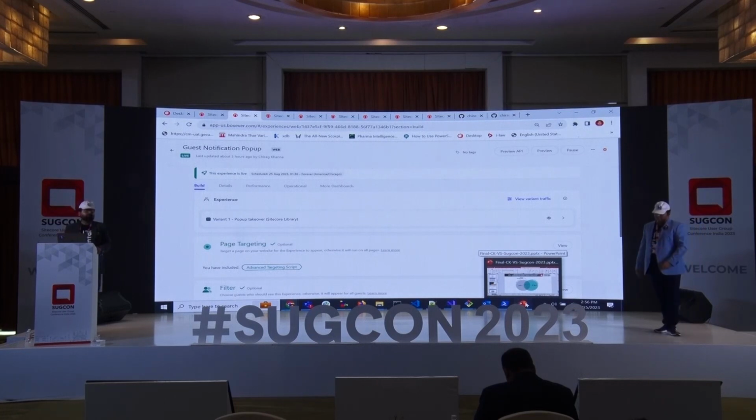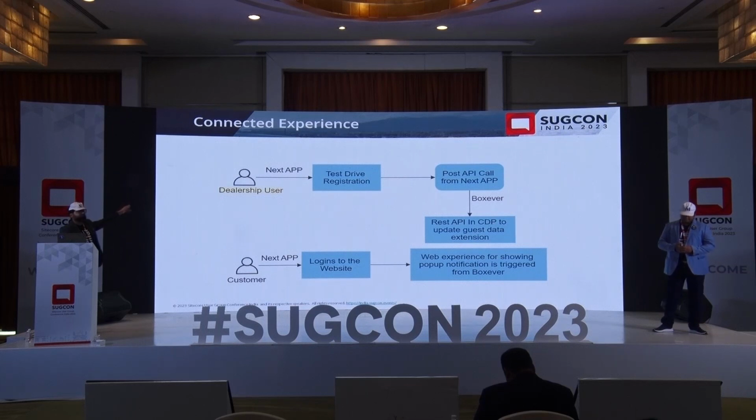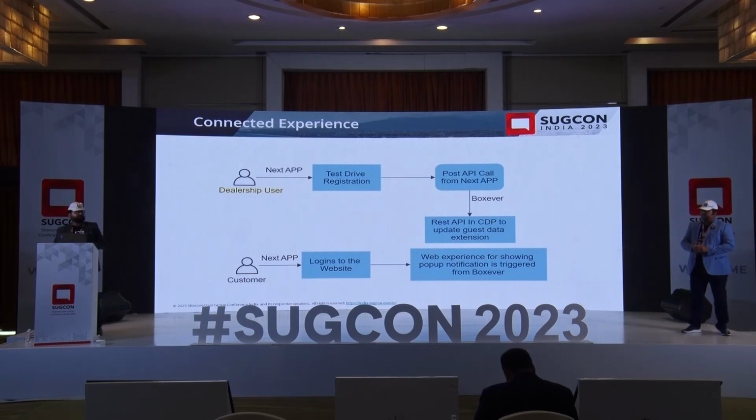Can you just go to the slide? Yeah, so here we have two types of users. One is the dealership user, one is the customer. The dealership user uses our Next app to do test drive registration. In this, we made a POST API call from the Next app. One most important thing: whenever you are updating the guest contact data, you need to depend on the server side. You cannot do it from the client side. Any property you want to update for a guest, you need to use server-side code. So for that, we have called from the Next app.